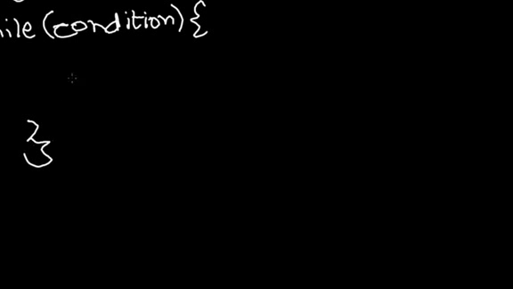Now why would you use a while loop over a for loop? Well, in a while loop, it just works on one parameter, that's a condition. So a while loop only works on one parameter, which is a condition. As long as that condition is true, it will run.